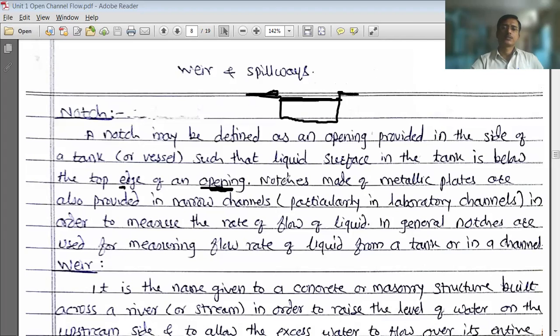So that we can have the measurement also here. Okay. And these notches can be provided in the small open channel.